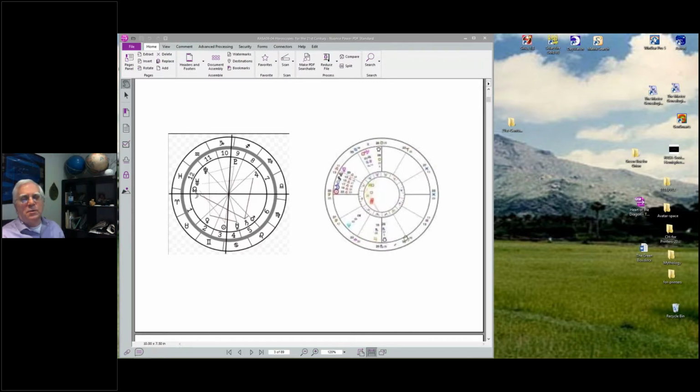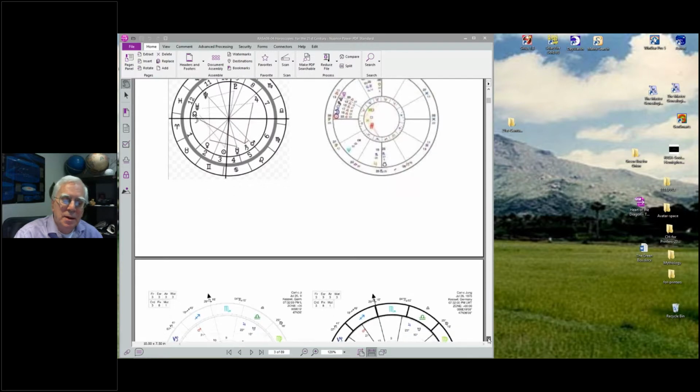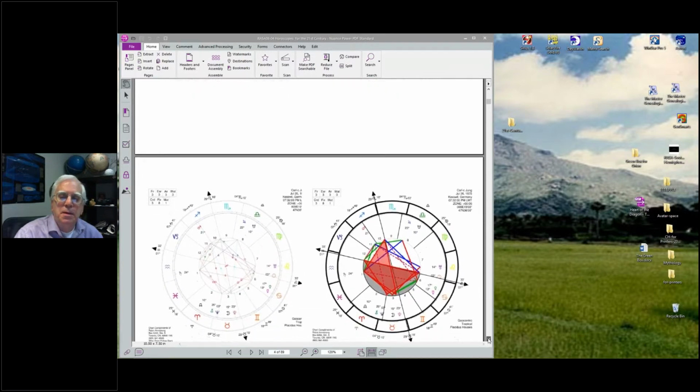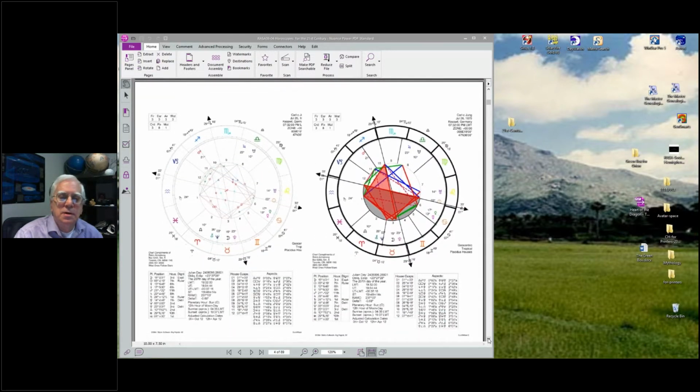some of the aspects can be drawn. There's still a distortion in this one by having the houses always equal. You don't see the actual sizes of them and the differences between them. So then this was the next stage of charts.